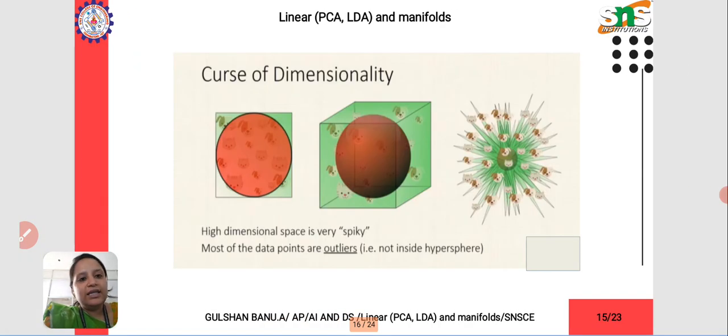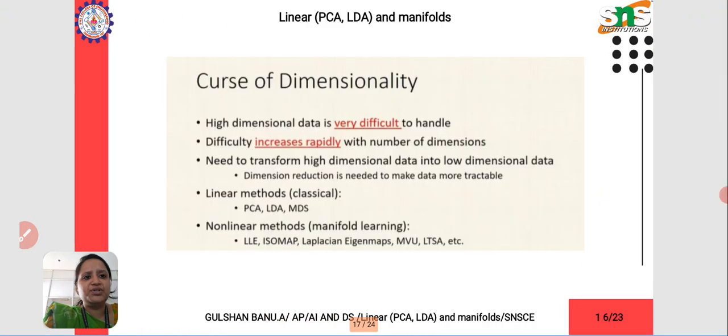See, in this image of a dog, the data is scattered in every direction. In a high dimensional space like this, it is really difficult to understand. But when it is bounded within a sphere or cube, it is easier for us to work with. The curse of dimensionality means high dimensional data is really difficult to handle, and the difficulty increases rapidly as the number of dimensions grows, so we need to transform high dimensional data into low dimensional data, and there are different methods to do this.